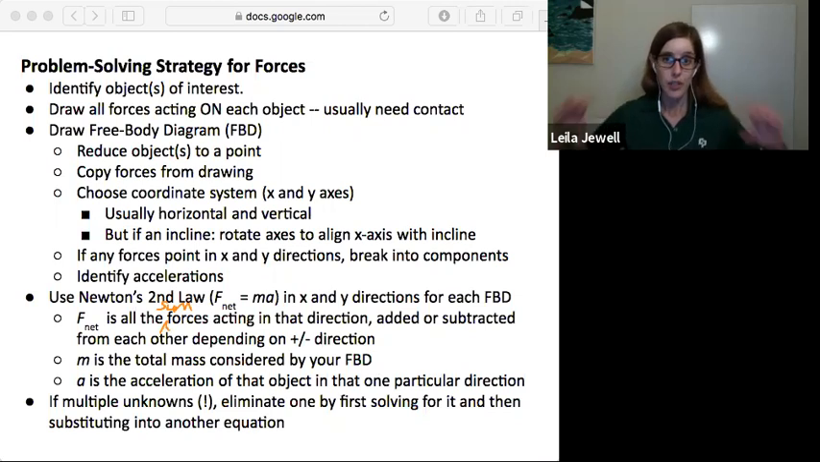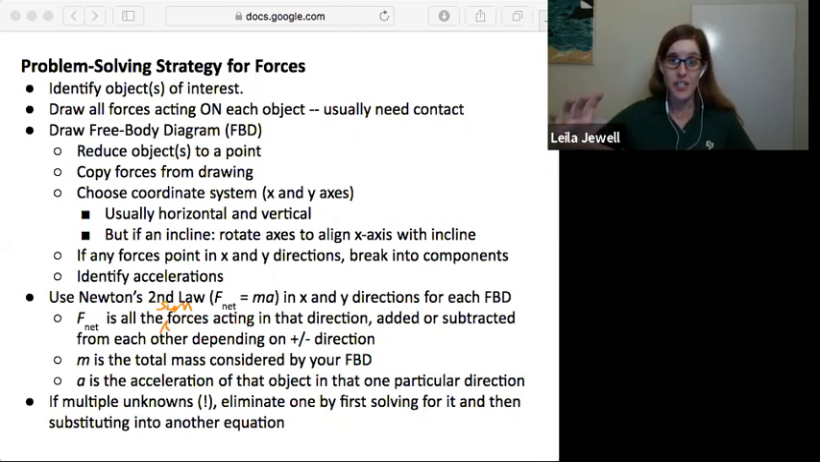Once you've applied Newton's second law to each of the axes, each of the objects, you might find that you have multiple unknowns. Like our example with the sliding block and the hanging one, we didn't know tension nor acceleration. Well, we can eliminate one of those by first solving for it and then substituting it into the other equation. So we're pretty well established at this point, and this gives you an overview of the process.